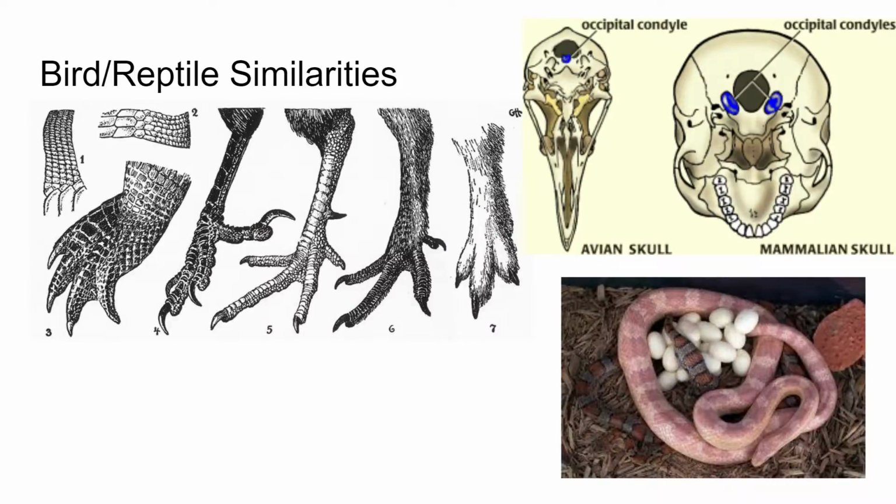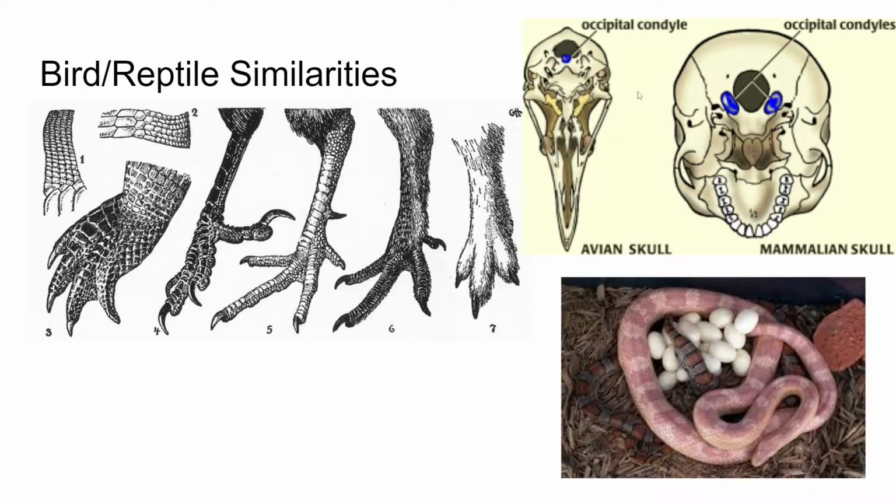And so there are a lot of similarities between birds and reptiles. The scales being one of the most apparent. You can see there's bird feet there. They have lots of scales. They have a structure on the back of their skull called the occipital condyle, and this has to do with muscle connection.